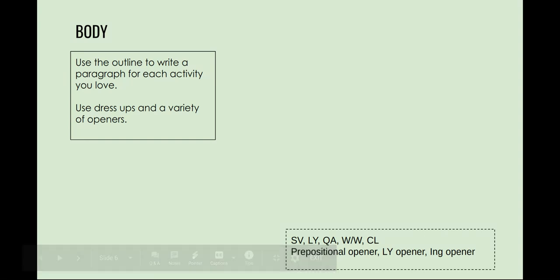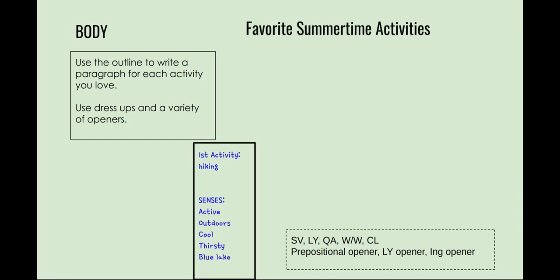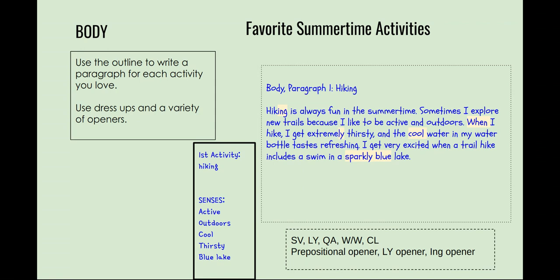Now the body. Use the outline to write a paragraph for each of those activities that you love. You could even use a new paper. Use dress-ups and your openers, and they're marked down here at the bottom to remind you. And I'm going to look at my first activity, which was hiking, and I'm going to develop a paragraph. So at least 3 sentences, maybe 4, maybe 5 sentences, but no more than that. And I'm going to write my first body paragraph. This comes after the introduction. And you can see I marked some of my dress-ups there. I'm using a variety of dress-ups and openers in my first paragraph.